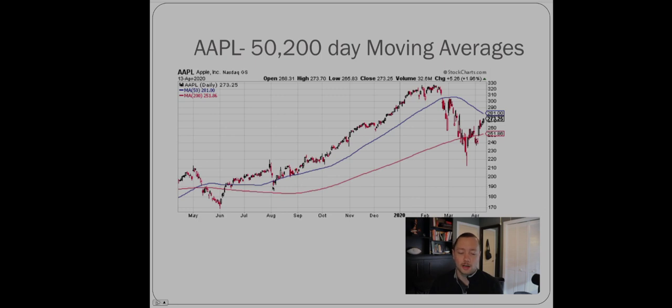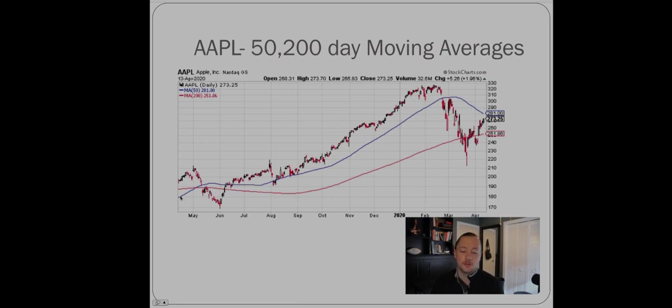Now, how does that help us? Well, it can show us buy and sell signals. The buy signals are when the price crosses above the moving averages, such as what happened in June here. This is a buy signal. This is the price crossing above the 200-day moving average and then the 50-day moving average. This is our buy signal.